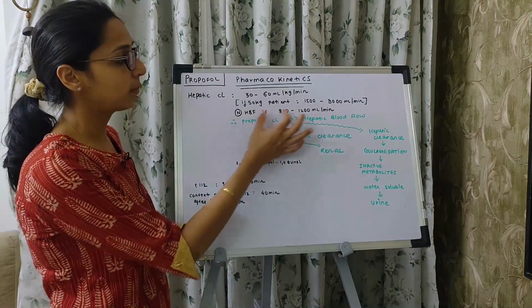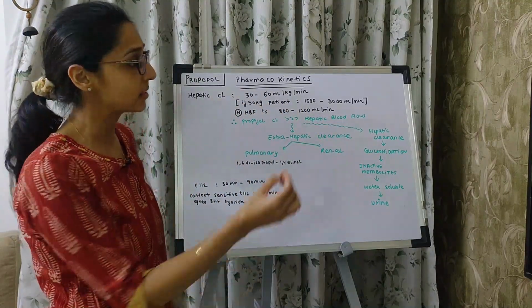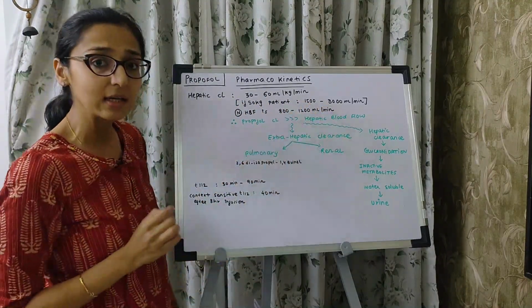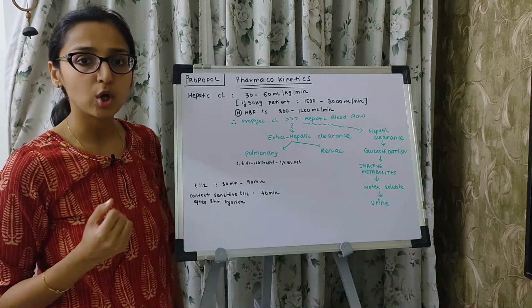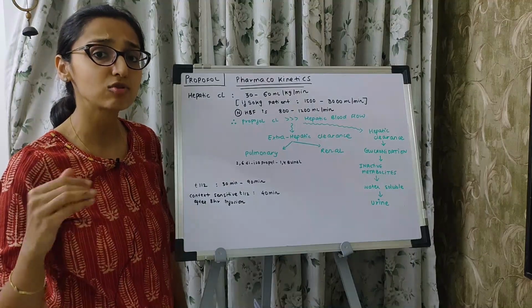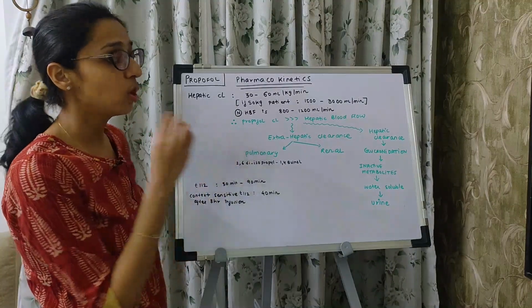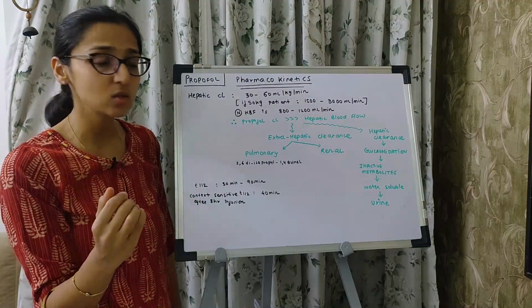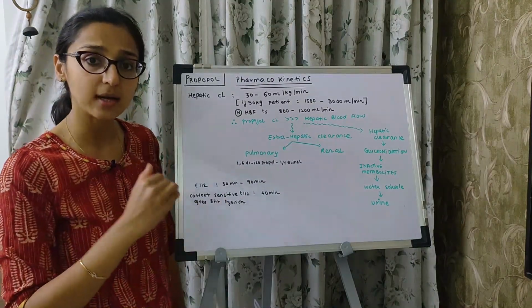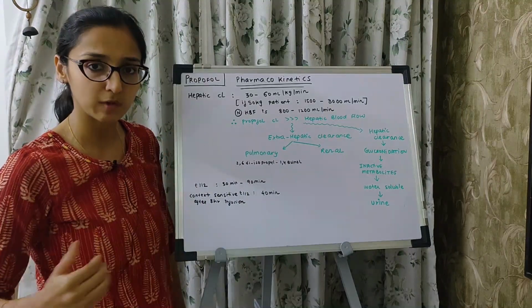So the normal hepatic blood flow is 800 to 1200 ml per minute, which is actually quite less compared to the hepatic clearance of propofol. So this itself suggests that there is some amount of extrahepatic clearance occurring as well. So the propofol clearance is both extrahepatic and hepatic. Hepatic is the primary pathway for clearance.